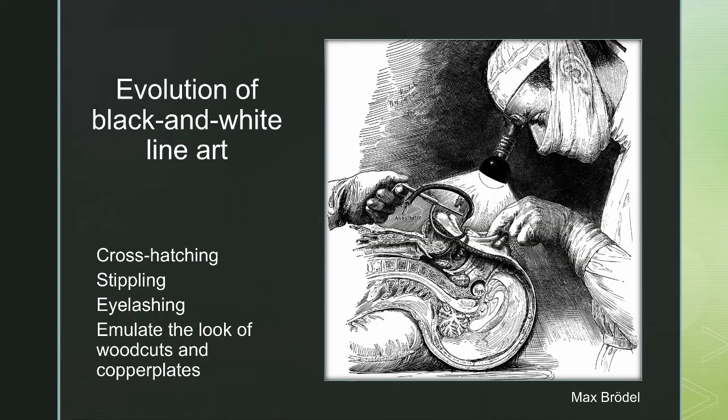If you look at black and white line art from the early part of the 20th century, you see that most of it is very, very highly detailed and very highly rendered, with lots of shading using cross-hatching or stippling, or another technique that I'll show you in just a second called eyelashing.